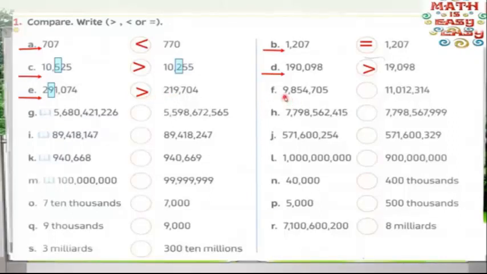Next one, we have 9 in the millions place. We have 3 periods here. Focus well on how many periods are in each number. We have 3 periods here, and here we have 3 periods. 9 is the highest in the highest place, but here we have 11 in the highest place. Which one is more? 11 is more than 9. So the first number is less than the second number.